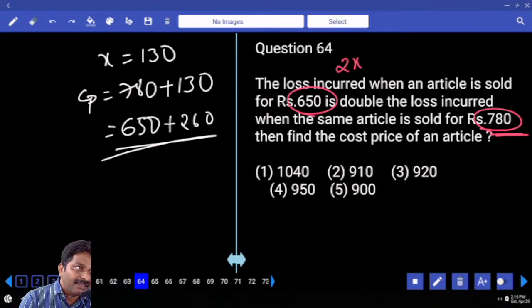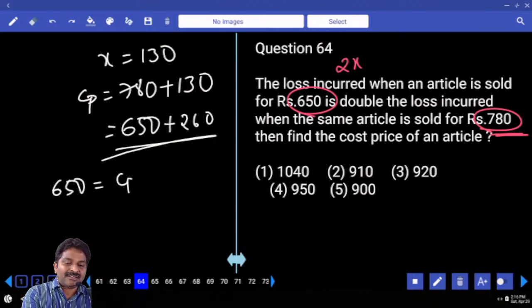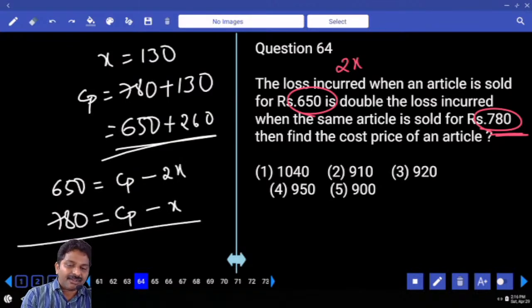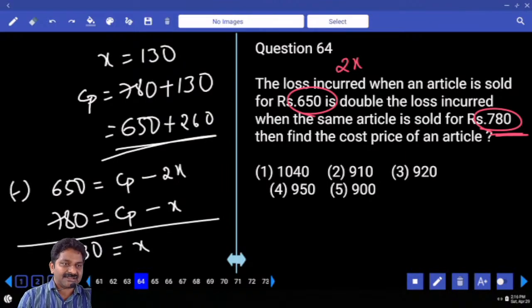Understood? Yes. Actually how should this be done? 650 selling price, that means cost price minus loss. 780 is also selling price. Here also there is a loss. The loss is x here. First case loss is 2x. You need to subtract the first equation from the second equation. Then you get 130 is equal to x.